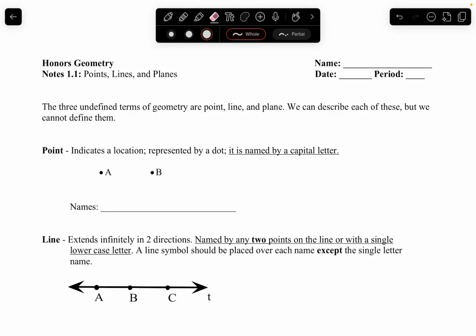Okay. So the three undefined terms of geometry are point, line, and plane. We're able to describe each of these things, but we just can't define them. So the way that we describe a point is a location. It is represented by a dot, and we name it by a capital letter.